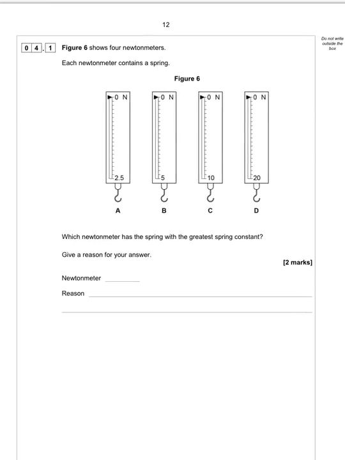Right, moving on to question number 4. So question 4 is all about springs, so more about forces. Which Newton meter has the spring with the greatest spring constant? So if you look at what the spring constant is, we know that force is equal to spring constant times extension. The spring constant is how stretchy a spring is. Its units are newtons per meter. So if you look at the units, it is how many newtons you need to get a 1 meter stretch in your spring.